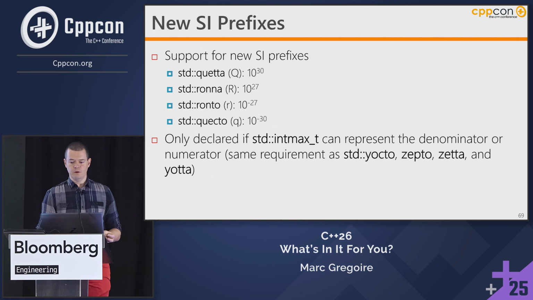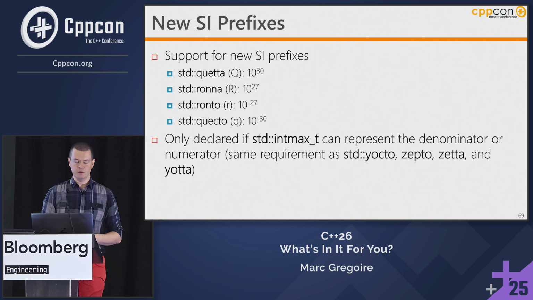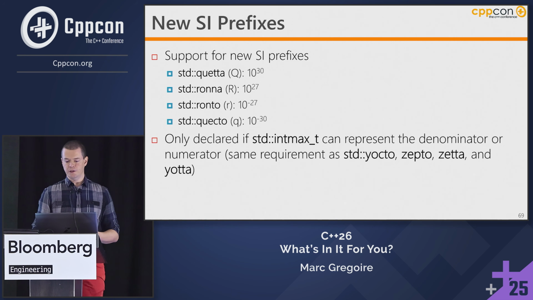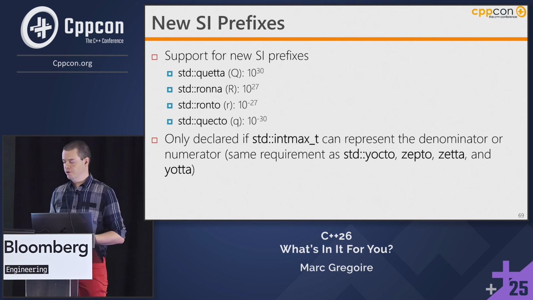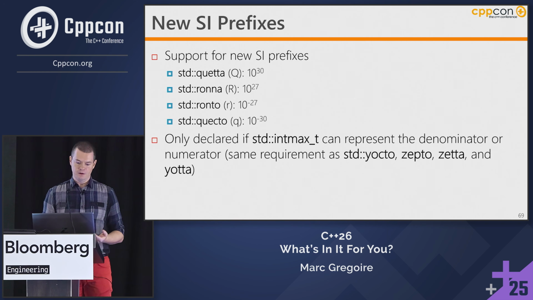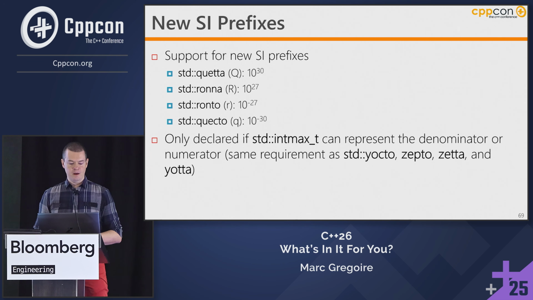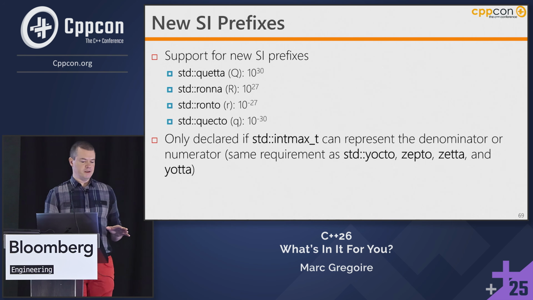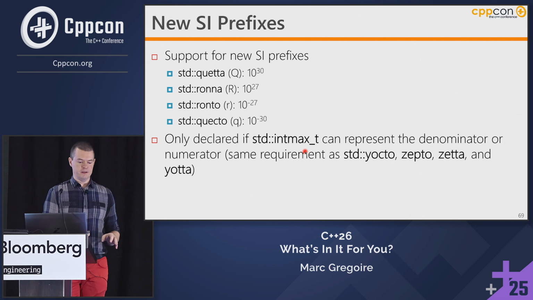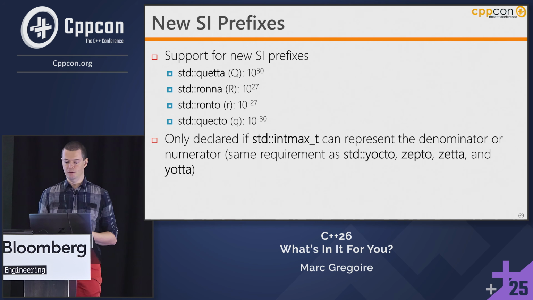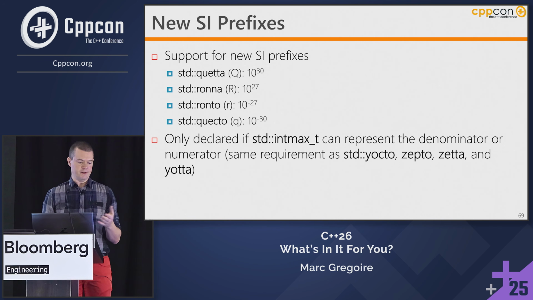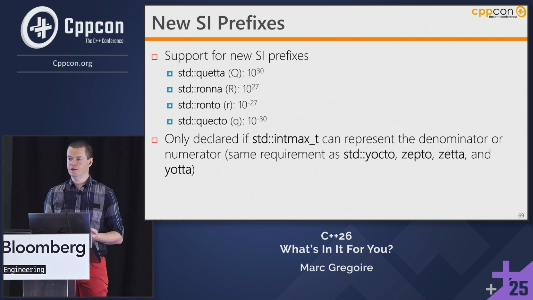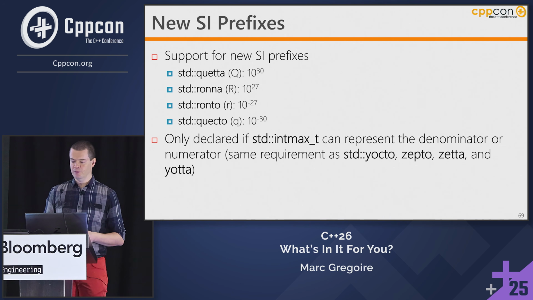In 2022, four new SI prefixes were adopted. So C++26 now adds them to the C++ standard, and these are for extremely small or extremely large numbers. They are called, I don't know how to pronounce them, quetta, ronna, ronto, and quecto. An implementation only defines these if the intmax_t of the implementation can represent the denominator or the numerator. This is nothing new. The existing yocto, zepto, zetta, and yotta are also conditionally defined only when the intmax_t of that platform supports them.